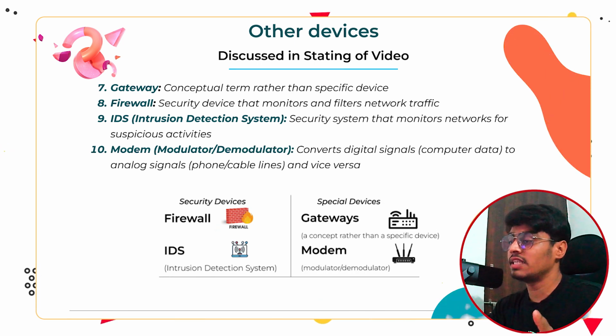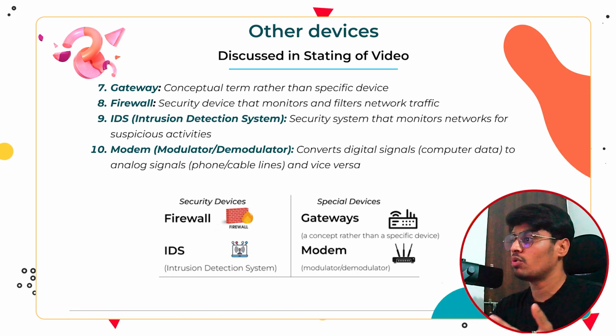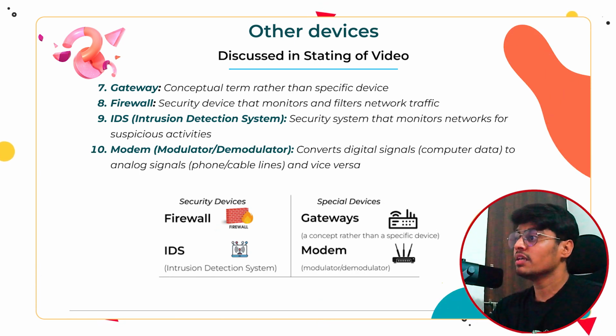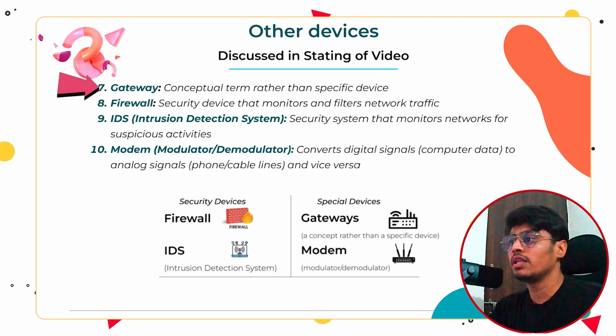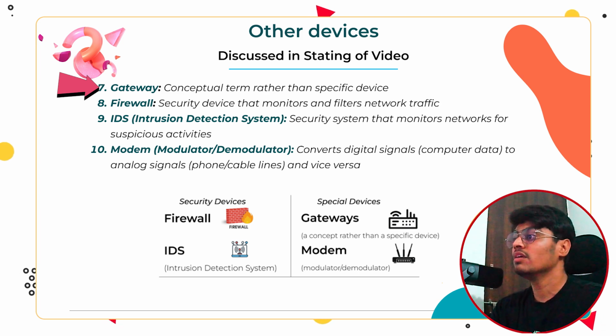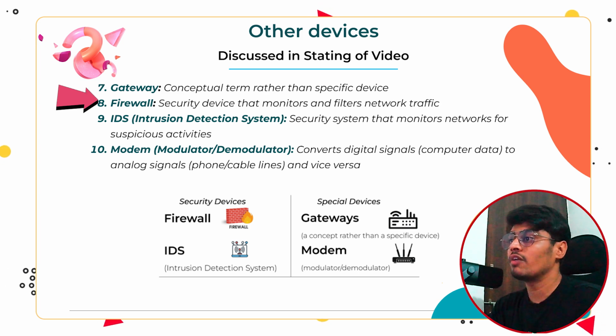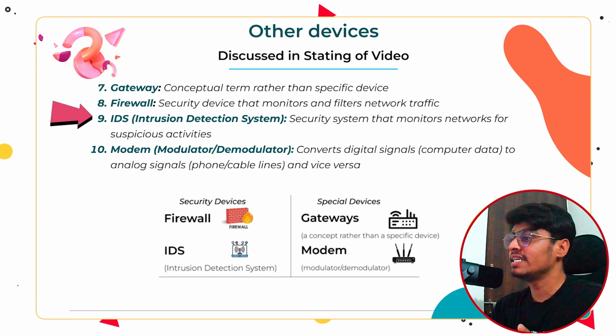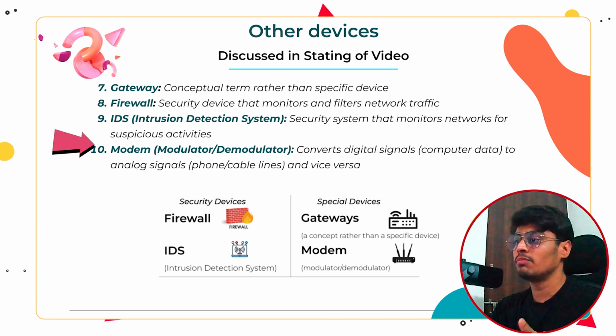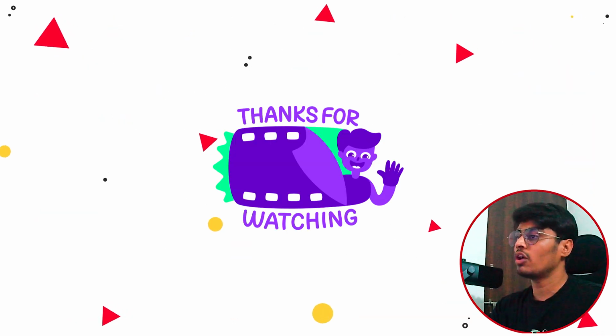Now we have seen six major important devices. Now the remaining four devices I will talk about. What is a gateway? A gateway is a conceptual term rather than a specific device. What is a firewall? A firewall is a security device that monitors and filters network traffic. What is IDS? Intrusion Detection System, a security system that monitors the network for suspicious activities. And what is a modem? A modem converts digital signals to analog signals, working as a modulator or demodulator. So these are all the devices.